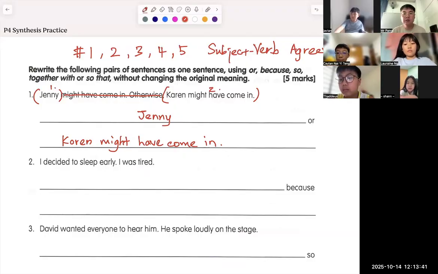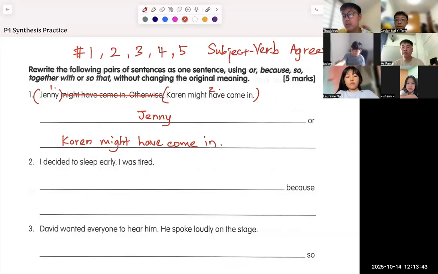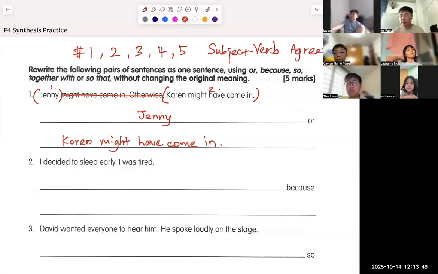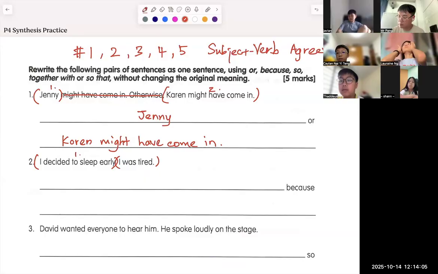Who would like to volunteer for question number 2? This one's very easy. Would someone like to volunteer? Okay, Thaddeus, thank you for your swift raised hand. Can you walk us through, like Lorraine did, the steps that you take to get to the answer? In bracket, I decided to sleep early, and put 1. Bracket, I was tired, and put 2. Any words you want me to delete, replace, or remove? No.